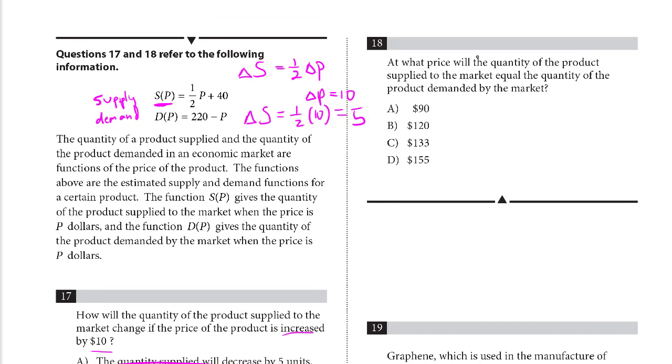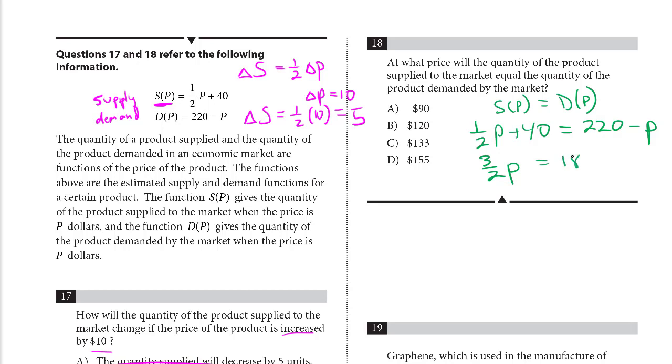18. At what price will the quantity of the product supplied to the market equal the quantity of the demand for the market? Okay? That is where S of P will equal D of P at some given price. So we can set the two equations equal to each other. 1/2 P plus 40 equals 220 minus P. Subtract, or add in this case, P to both sides I would do. I'll get 3/2 P, and I'll subtract 40 from both sides, give me 180.